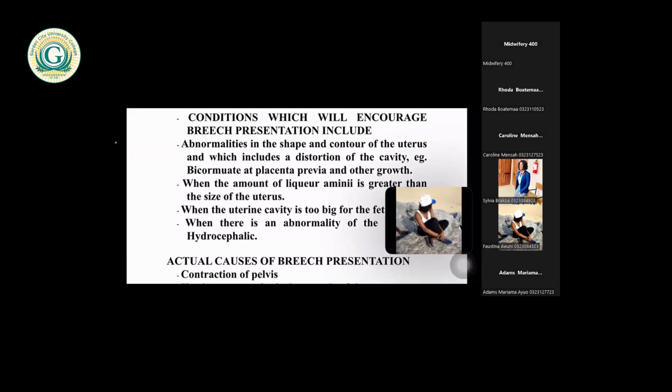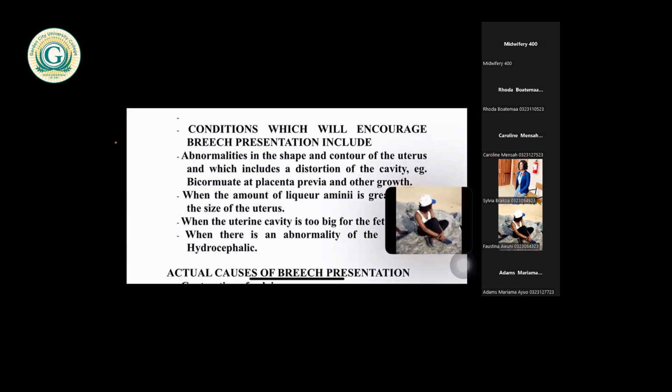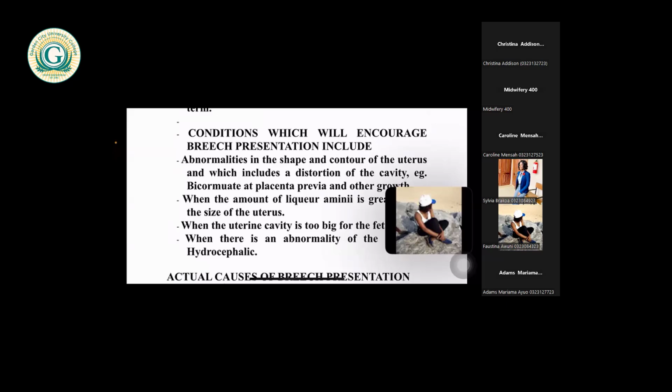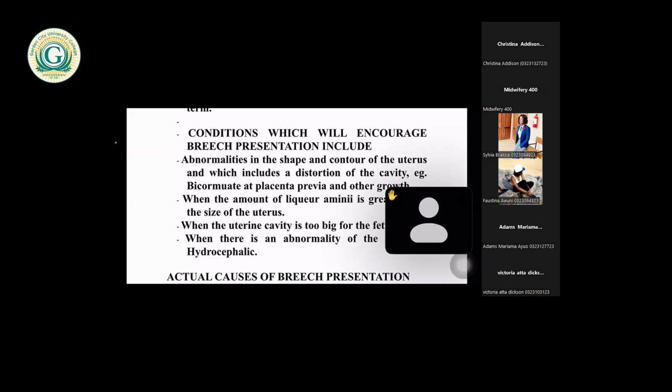So, can we know the actual causes of breech presentation? The first ones that we mentioned were conditions that can lead to breech presentation, but this question goes for the actual causes of breech presentation. So, Sister Christiana. Please, we have twin gestation. Explain, you can say something.